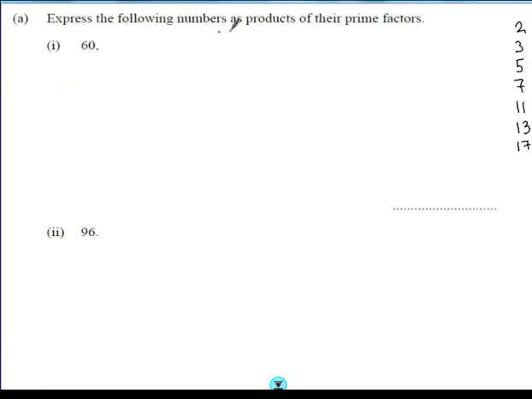Express the following numbers as product of their prime factors. Let's just make sure we understand what this is saying. Product just means a multiplication, and prime factors are the factors that make up 60 that are prime numbers. There are various ways you can set it out. It doesn't really matter exactly how, but have a clear system that you can follow.